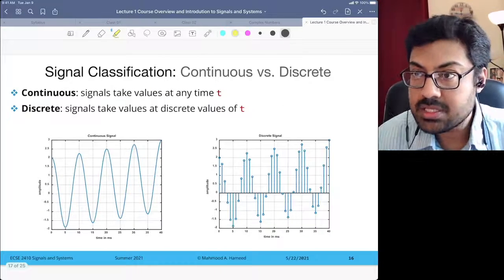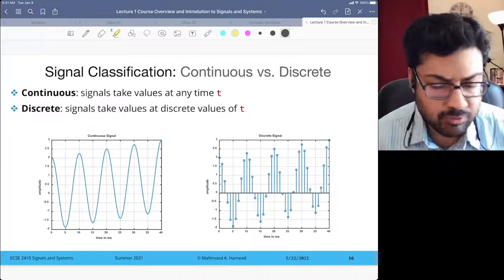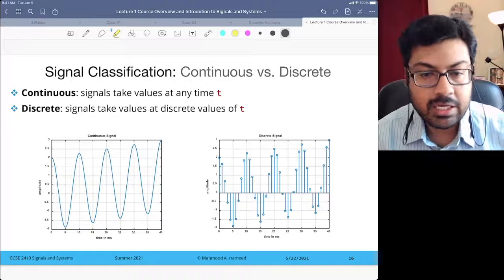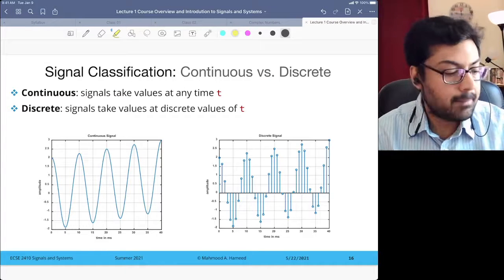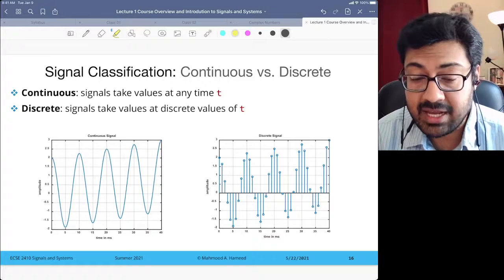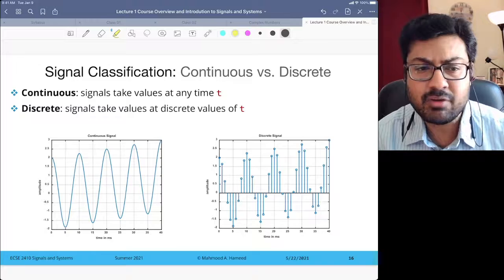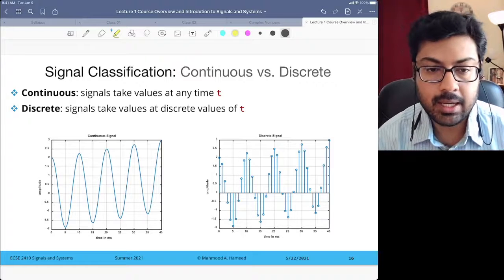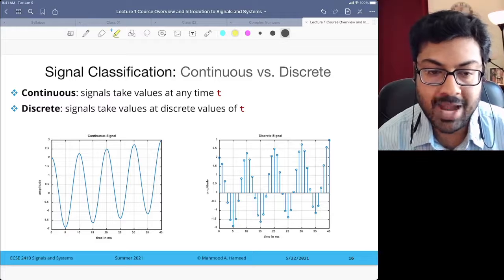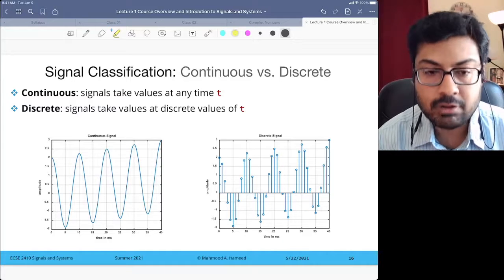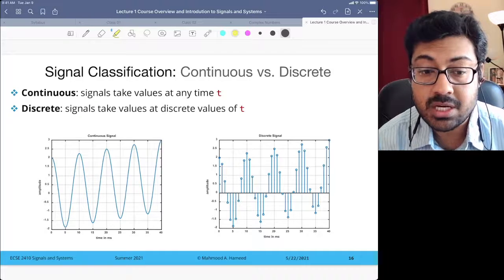Now let's start with signal classification. And there are a lot of ways to classify signals: continuous versus discrete, analog versus digital, real versus complex valued, energy versus power signals. So there are different ways of classifying signals. This could be input or output signals. It could be either one of them. So let's talk about the first classification, which is continuous versus discrete.